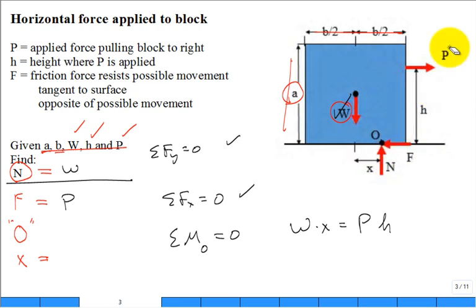Boy, my illustration's getting all messy, isn't it? And so this is our equation. And so x is equal to h times P divided by W. Right? Okay.